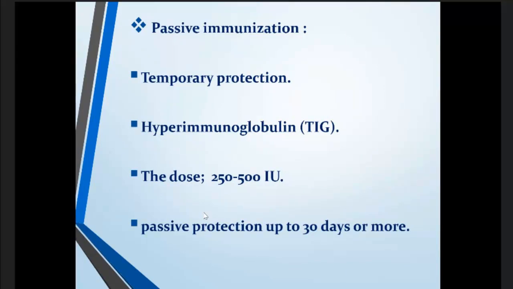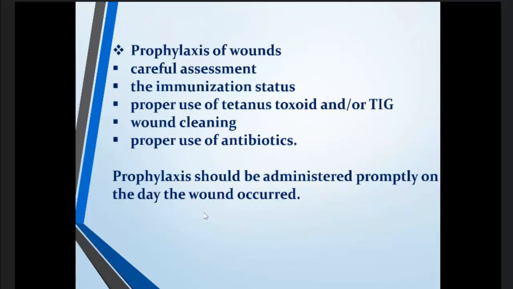Regarding passive immunization, hyperimmunoglobulins give temporary protection from the disease. The dose is usually 250 to 500 international units. The protection is usually for 30 days or more. That is, when a person is exposed and is at risk of tetanus, we give immunoglobulin, which gives the person protection for up to 30 days.